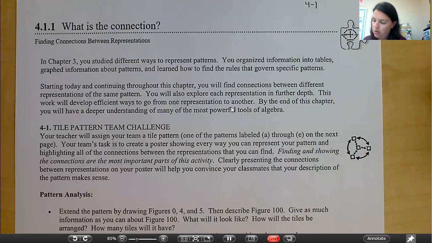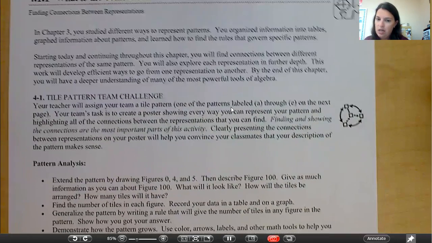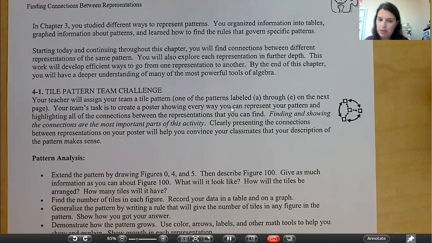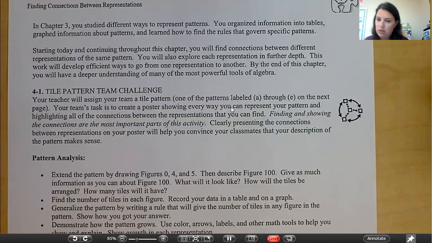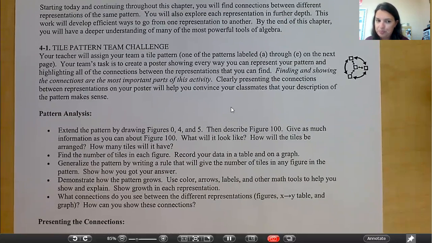4.1 Tile Pattern Team Challenge. Your teacher will assign your team a tile pattern, one of the patterns labeled A through E on the next page. Your team's task is to create a poster showing every way that you can represent your pattern and highlighting all the connections between the representations that you can find. Finding and showing the connections are the most important parts of this activity. By clearly presenting the connections between representations on your poster, you will help convince your classmates that your description of the pattern makes sense.